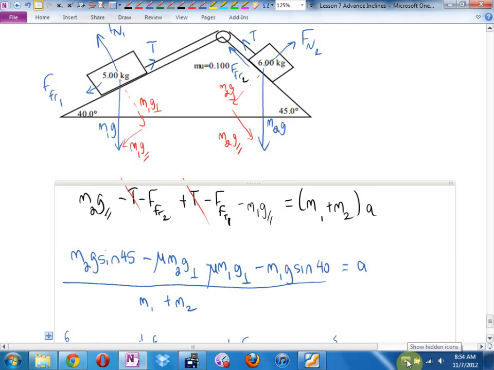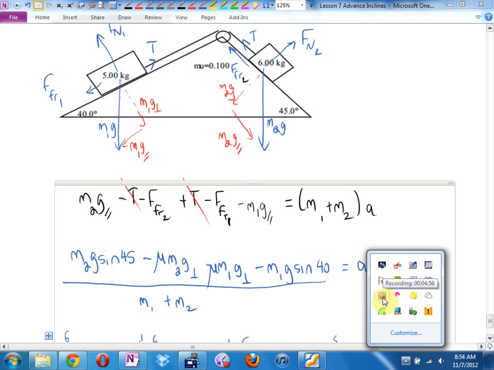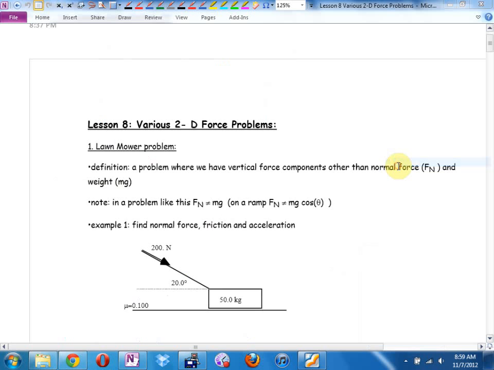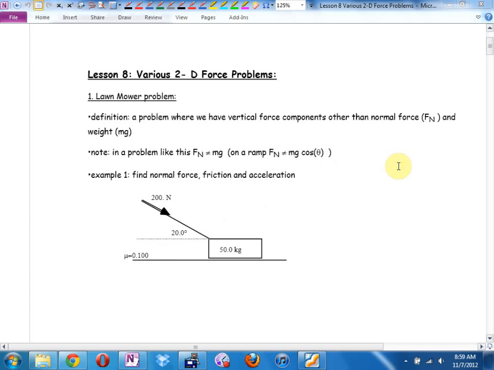Any other questions? So I have a take-home quiz for you, and we're going to finish off the unit today. You guys are one class ahead of my block A's. We'll talk about when the test is a bit later. Classic questions. I called this Lesson 8, Various Two-Dimensional Force Problems.